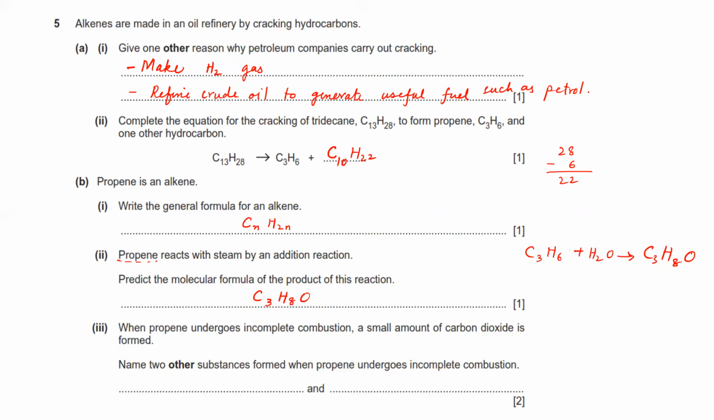Then part 3, it says when propene undergoes incomplete combustion, a small amount of carbon dioxide is formed and two other substances. Incomplete combustion always produces carbon monoxide. So one is carbon monoxide, or call it CO, and the other is water. Combustion of this always produces water, so H2O. Okay, so this is the answer.